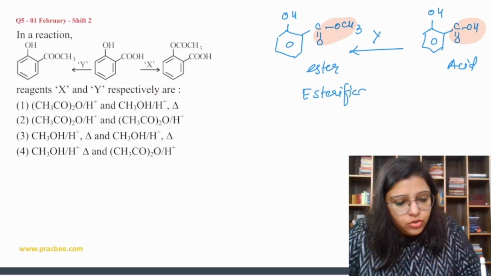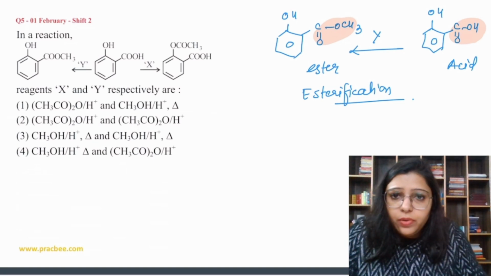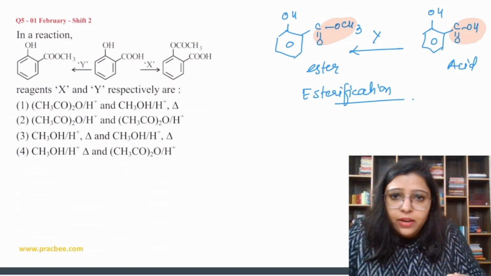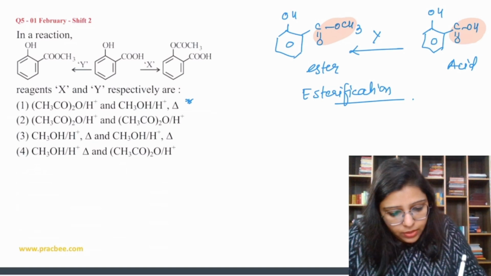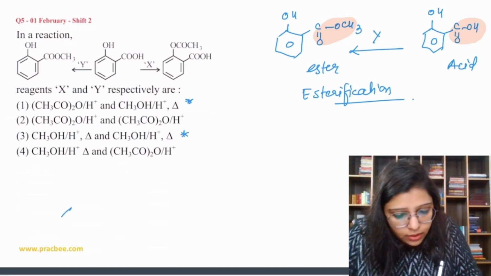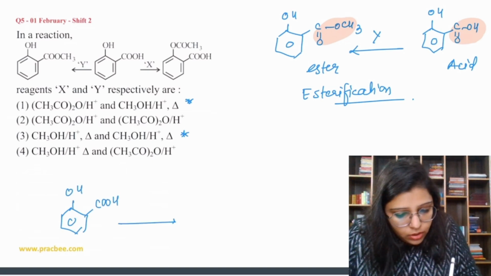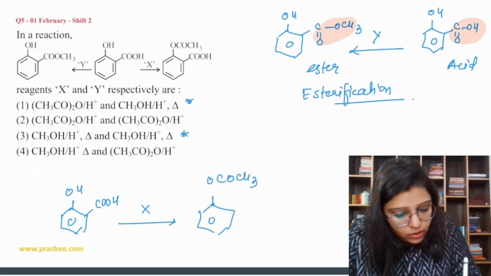For esterification, we should have methanol and H plus and heat. So why should it be this, and why should we have this option, this option. Okay, and then OH, COH, X gives this OCOCH3.